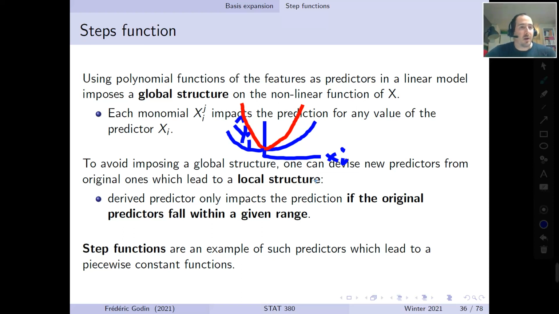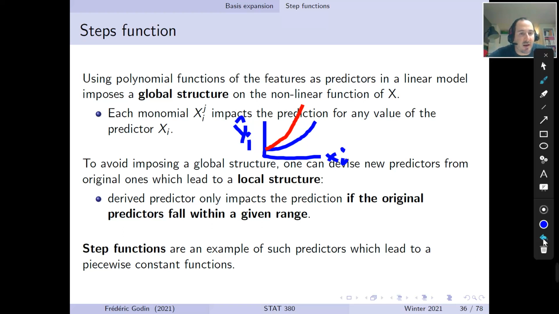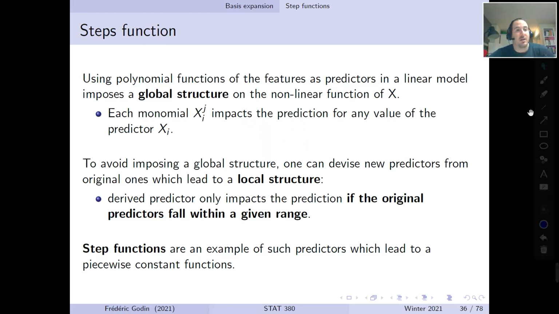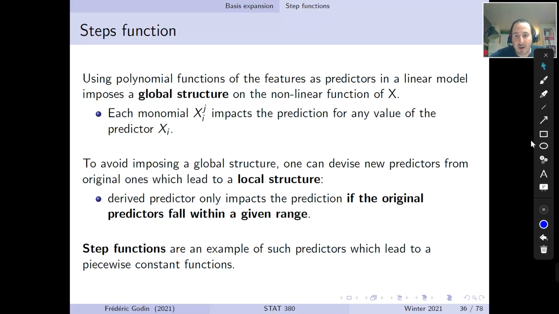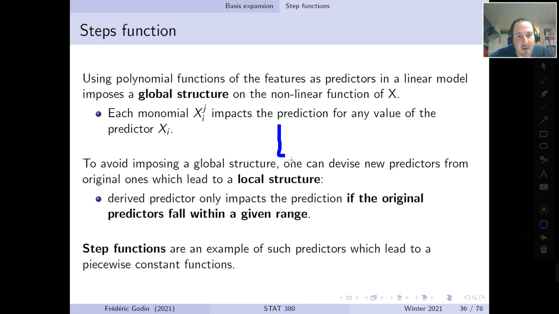There's another approach which entails using what we call a local structure for predictors. What is this local structure? A local structure is when the parameters or the betas in your regression impact prediction not for all values of x, but only for a few values of x. Examples of this are step functions. So let's quickly give one example. You can have predictions of the following form.